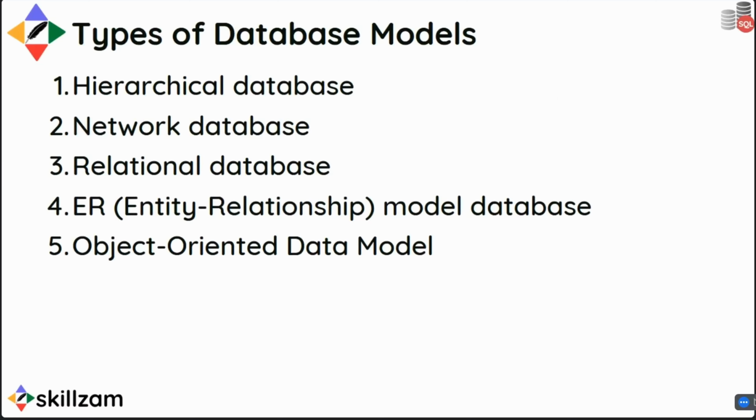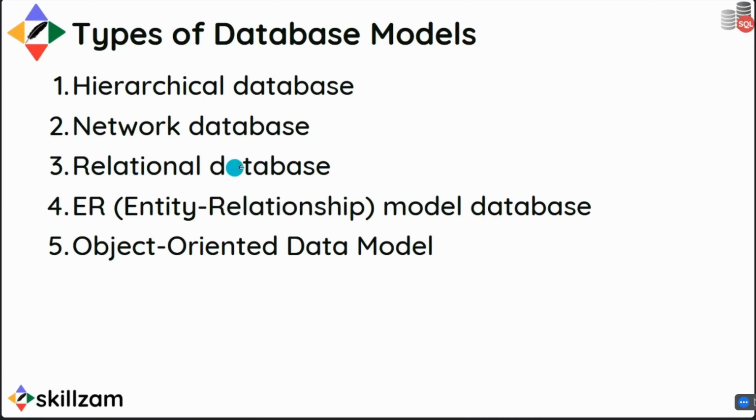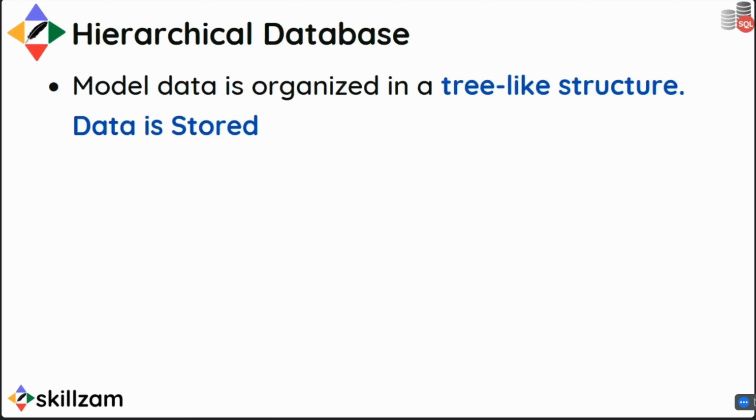Now, what you have seen is data models. Now you are going to see different databases. All right. One is hierarchical database, network database, relational database, then there is an entity relationship model database, and the object oriented data model database as well. Now we'll take one by one.